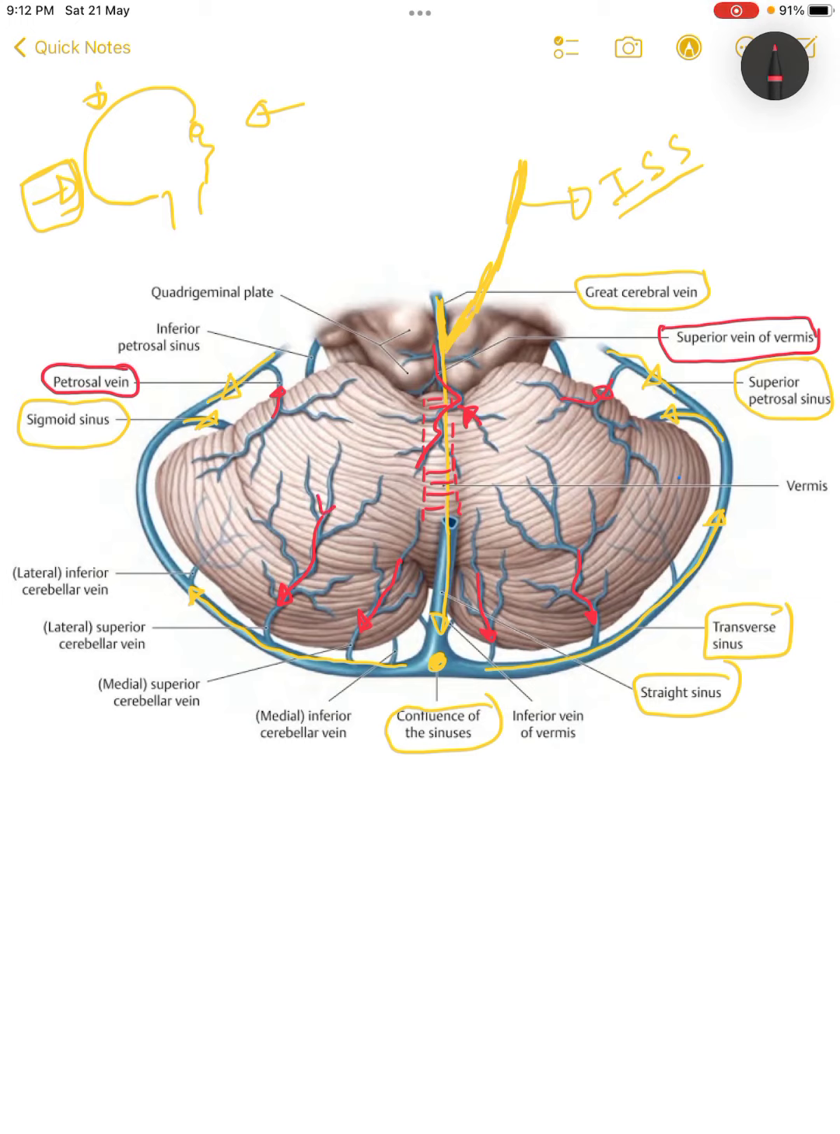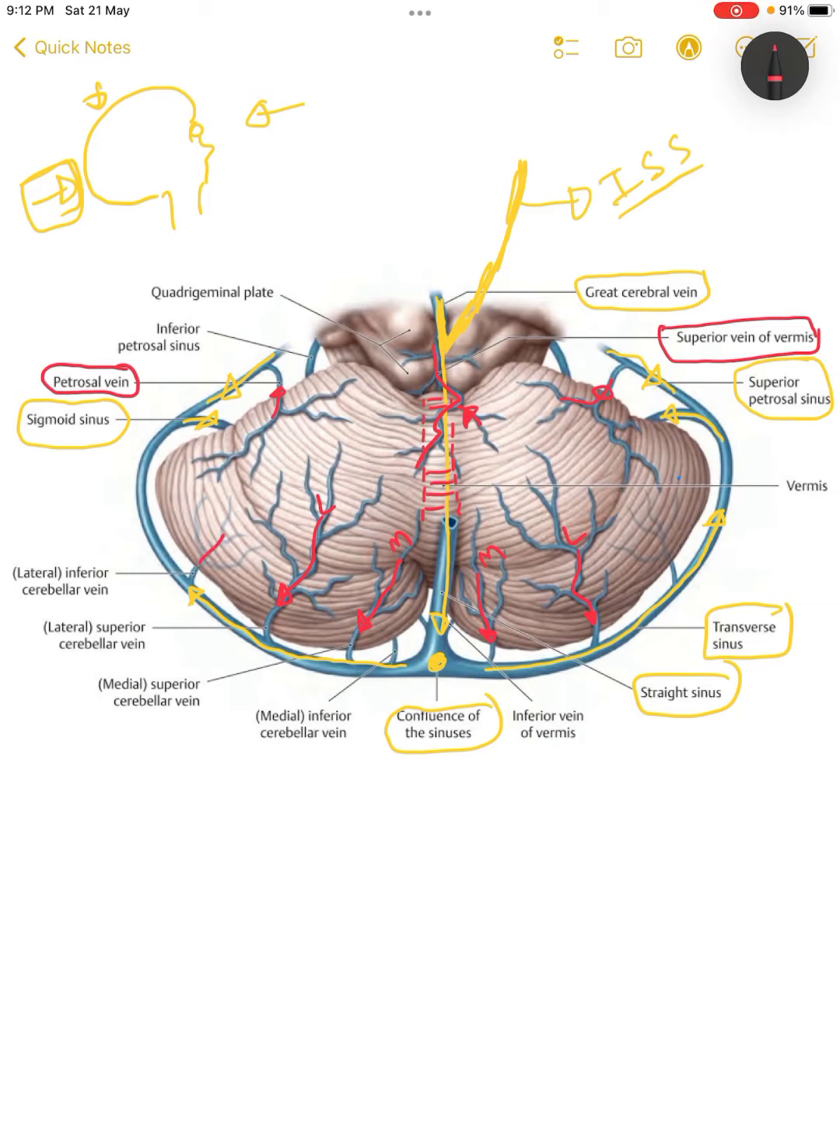But you see, this is located laterally, this is medially, this is medially, this is laterally. That's why we say lateral superior cerebellar veins and medial superior cerebellar veins. Just think of this vermis as a midline.